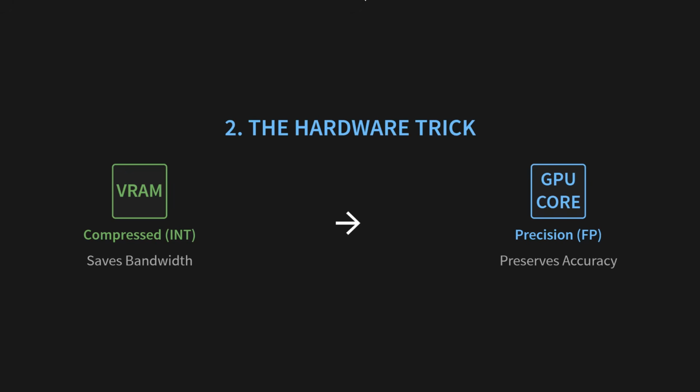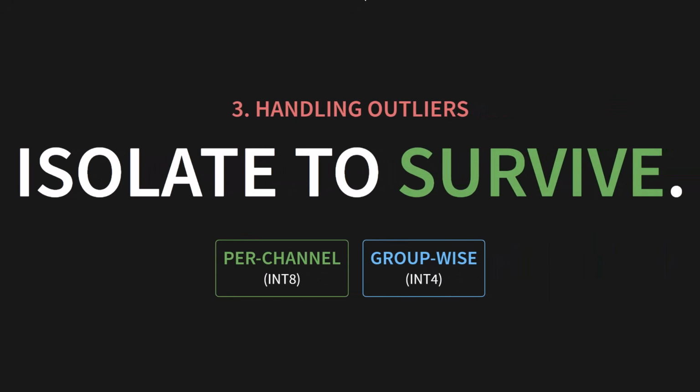And how do we handle those pesky outliers? The ones that can ruin everything. We isolate them to survive. For int8, we give each channel its own little quantization range. For int4, we go even smaller, breaking them into tiny groups to contain the damage.